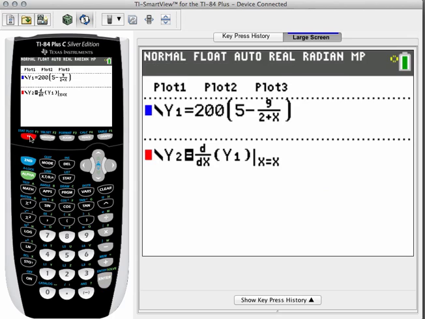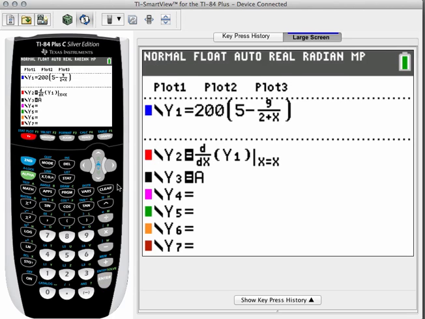So let's go back under y equals. I'm going to just delete out that y1. I'm going to leave the other two for now. I might need those. So just be careful as you're typing this.